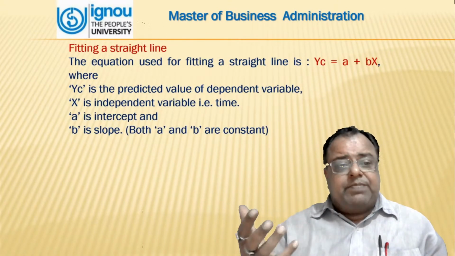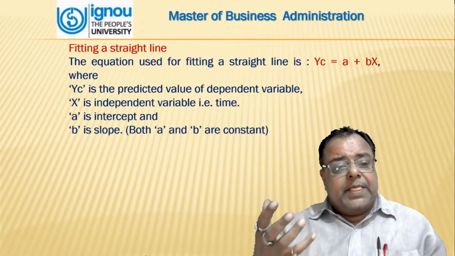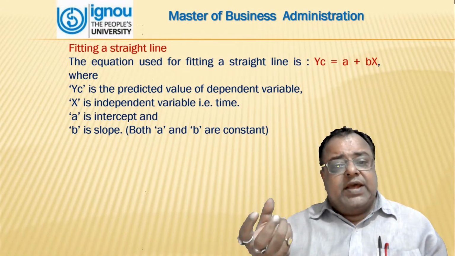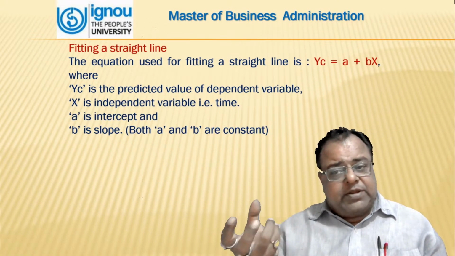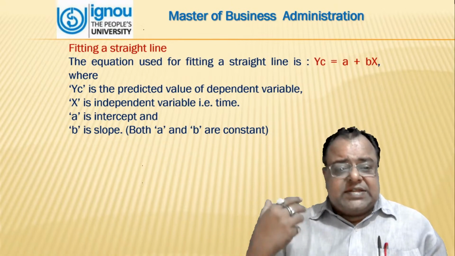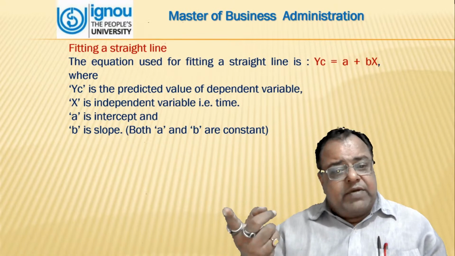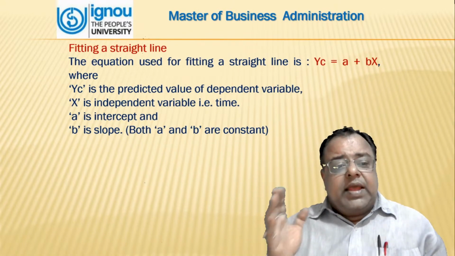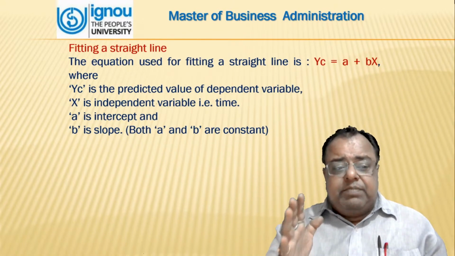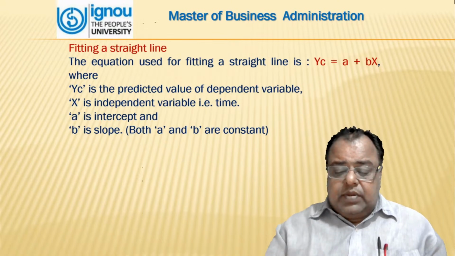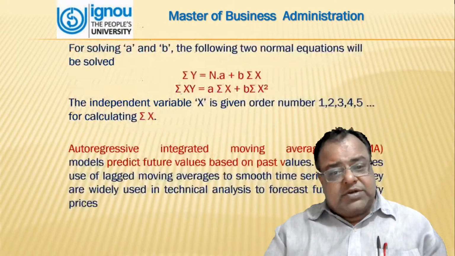Now, how to fit a straight line? The equation used for fitting a straight line is yc is equal to a plus bx, where yc is the predictive value of the dependent variable, x is the independent variable, that is the time, a is the intercept, and b is the slope. Both a and b are constants.